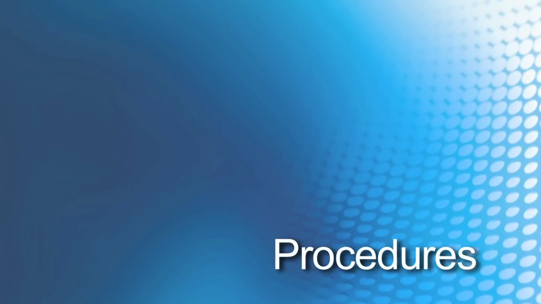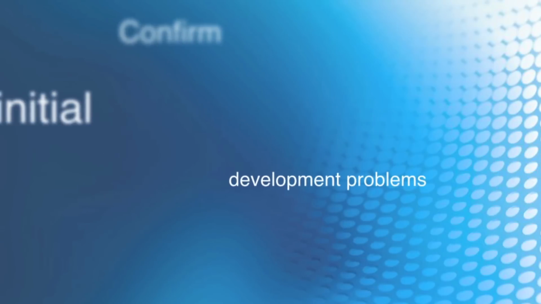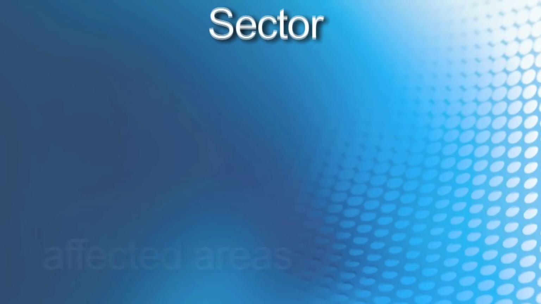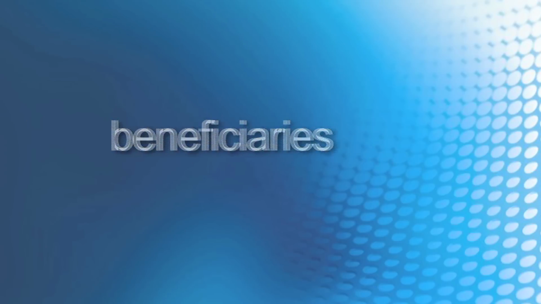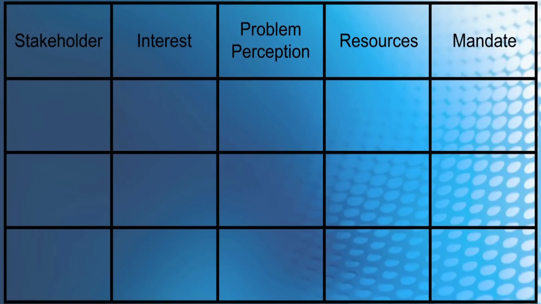Procedures. Let us go through the process. Step 1. Confirm the initial development problems. Consider the possible affected areas, sector, and beneficiaries. Step 2. Prepare a stakeholder table. This consists of 5 columns as shown.